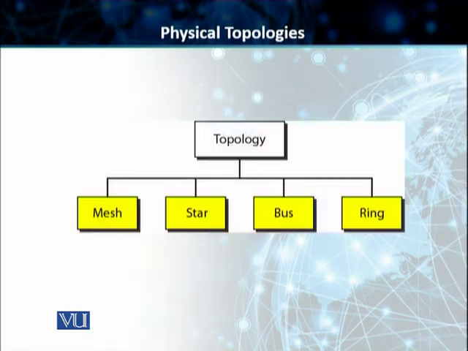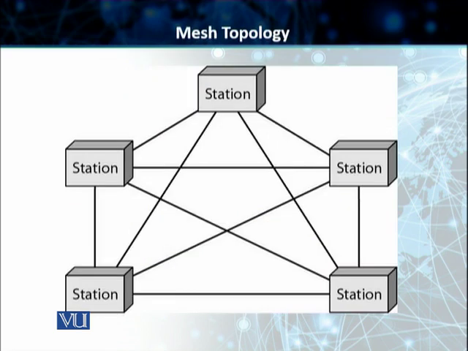Now students, there are four major topologies that are possible in a network. As you can see on the slide, we have a mesh topology, we have a star topology, we have a bus topology, and then we have a ring. Students, we'll go through each one of these one by one now. So moving on to the next slide, we have a mesh topology to start with.